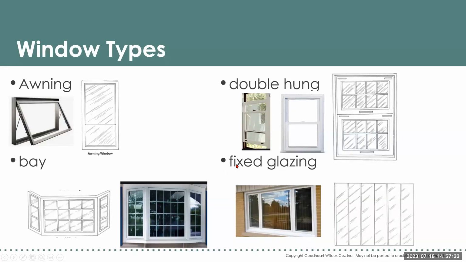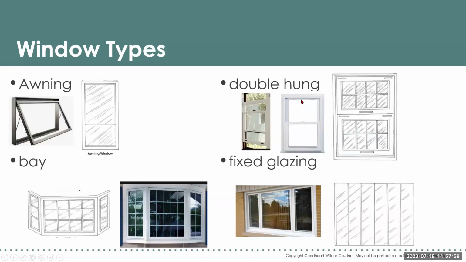And then we have fixed glazing. Between double hung and fixed glazing, these are probably the two most common, and a lot of times they'll even combine them. Fixed glazing is basically just a fixed window. It doesn't open. It's basically just the glass. Sometimes they might be accompanied by two windows that do open for ventilation, but not always. So that is fixed.